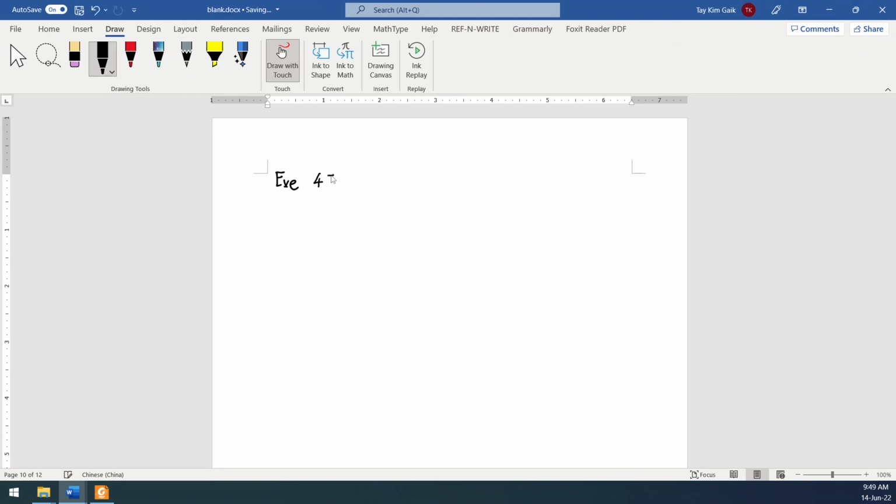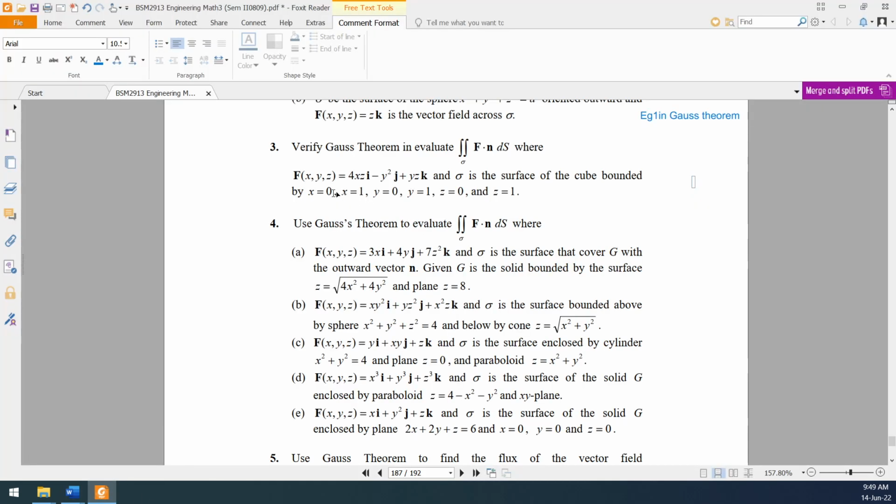Exercise 4J question 3: verify Gauss theorem. Just now you used Gauss theorem, and now we use the flux integral without the Gauss theorem, F dot n dS over sigma, where sigma is the surface bounded by x from 0 to 1, y from 0 to 1, z from 0 to 1.